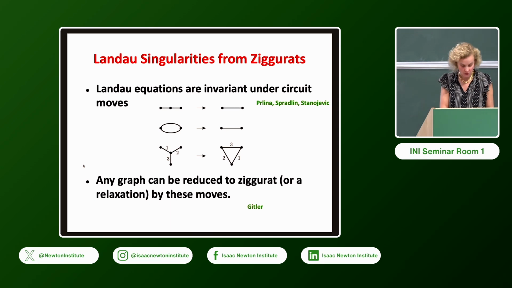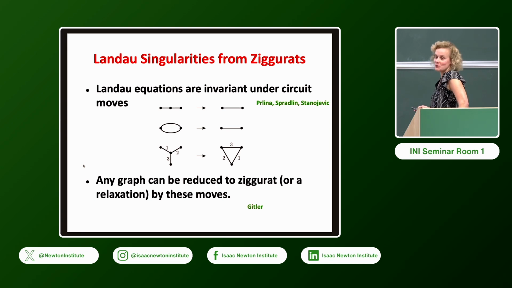In fact, any graph can be reduced to zigzag, and this is an obscure math thesis by a person, which I think students actually found by Googling a few years ago. So that's the origin of this. And for 6 points, it's indeed that the Landau equations are invariant under these moves. Zigzag graphs are a normal form that you can go to, and if you can classify all of those, then you can get everything. Hopefully, that's the idea.